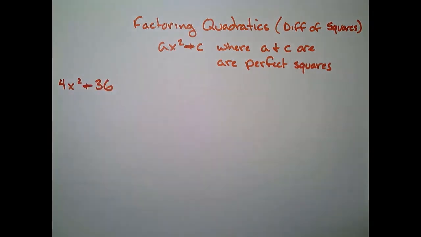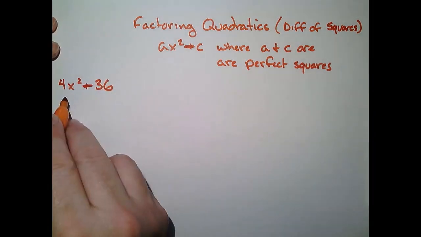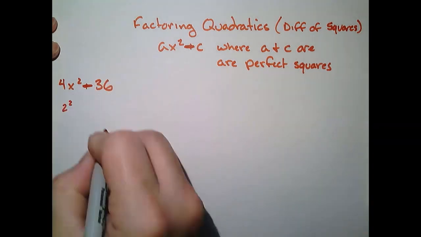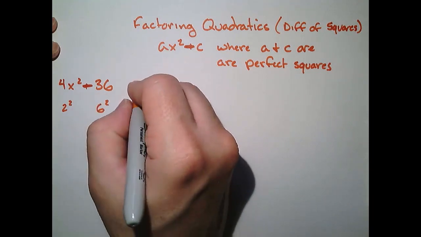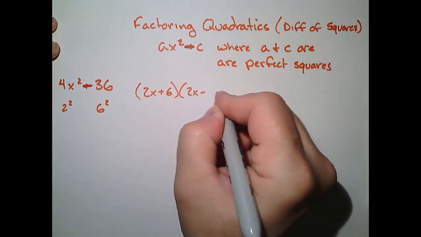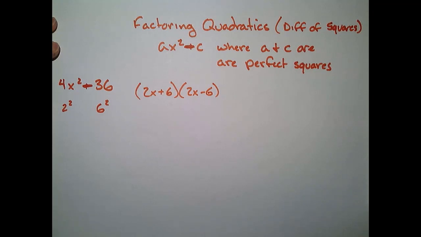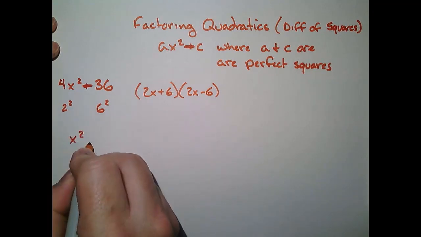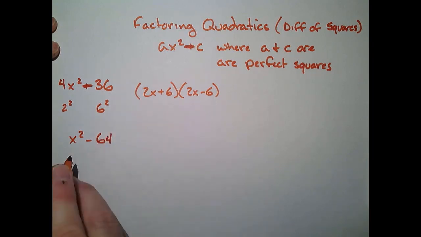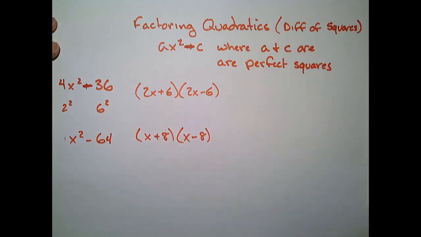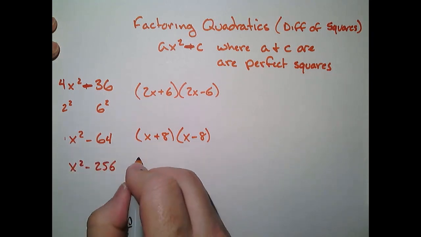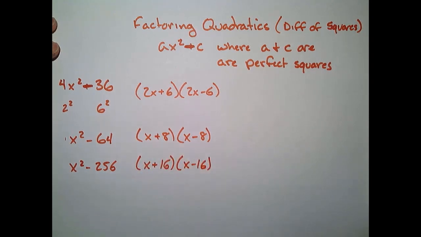So we have 4x squared minus 36. So 4 is a perfect square, 36 is a perfect square. We can think of this as 2 squared and 6 squared. So our 4x squared minus 36 will factor into 2x plus 6, 2x minus 6. Look at another one. We have x squared minus 64. Remember, we can assume our 1, and a 1 is a perfect square. So the square roots of 64 are 8 and 8. So it's x plus 8, x minus 8. And then if we do one more, x squared minus 256. Again, x plus 16, x minus 16.